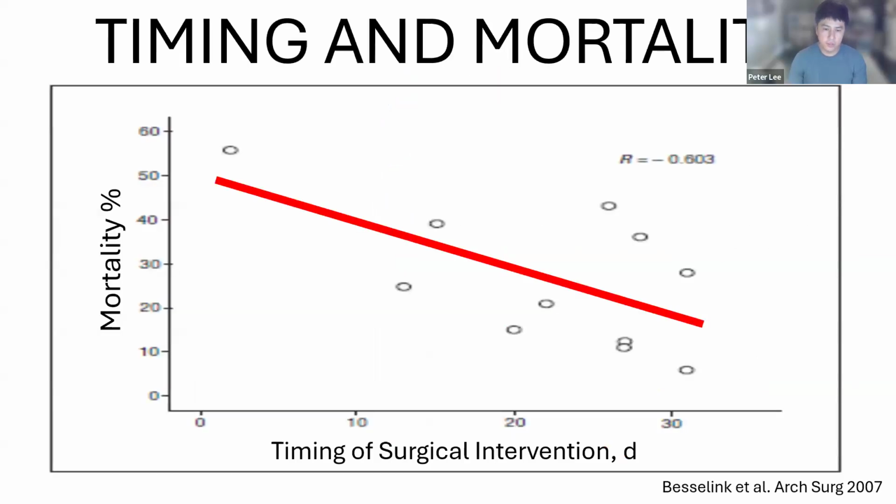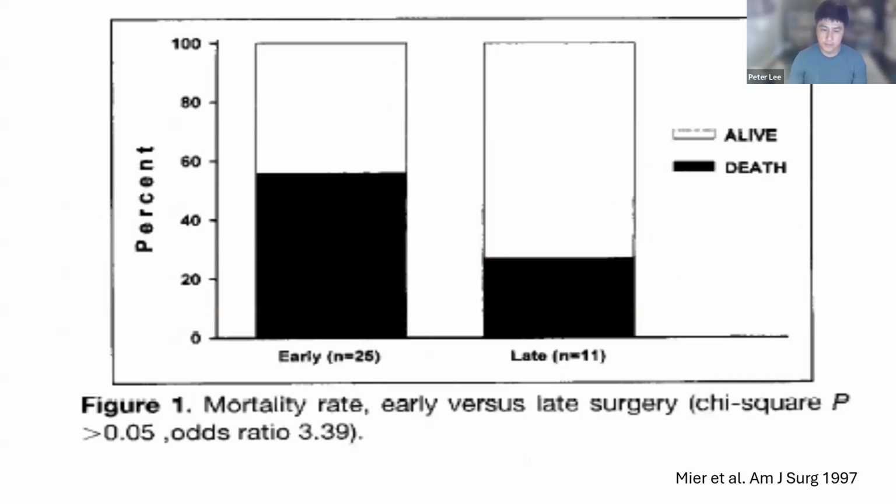This is a graph that shows one of the landmark observational studies that looked at timing of surgical intervention and mortality. The longer you wait, the better it is for mortality. This was a landmark trial that was terminated early. They showed that they were killing more than half the patients by debriding necrosis too early, which is within 2 to 3 days, compared to after 2 weeks. And this was done in the 1990s.